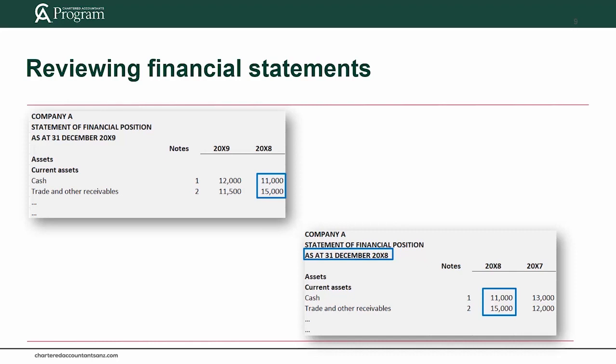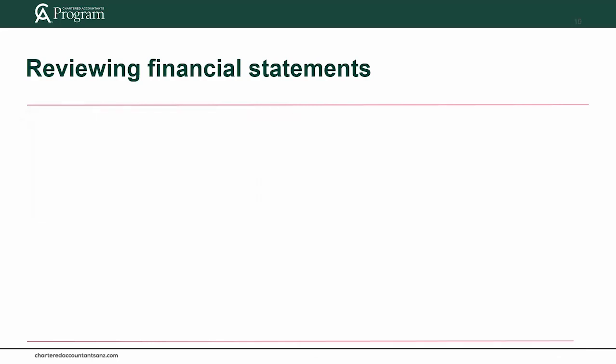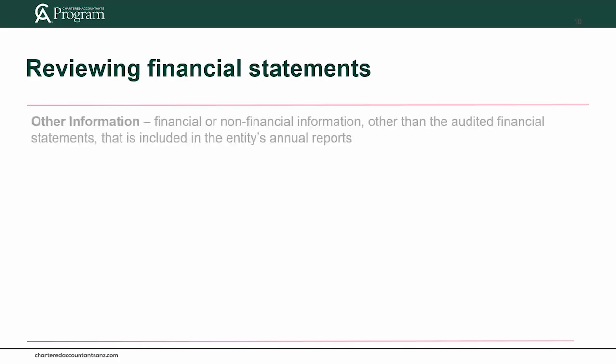And finally, and overall, to check the financial statements as a whole give a true and fair view of the entity's financial position and performance, and comply with relevant accounting standards and regulations. When an entity publishes additional information in documents such as annual reports that contains the audited financial statements, this places additional responsibilities on the auditor. This is known as other information, which is defined as financial or non-financial information other than the audited financial statements that is included in the entity's annual reports.